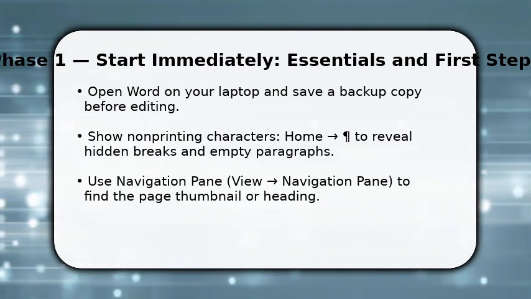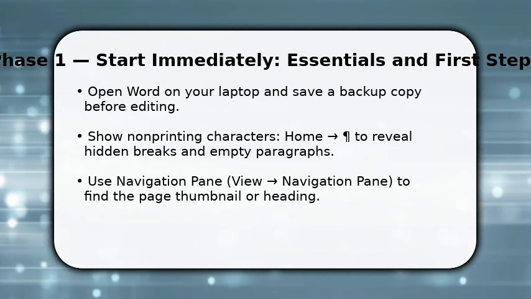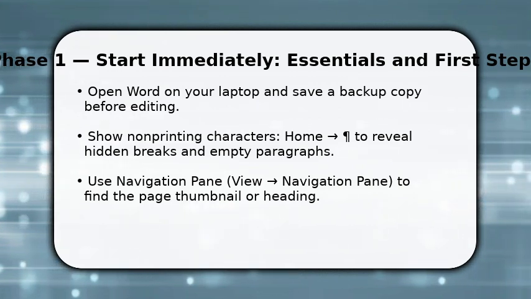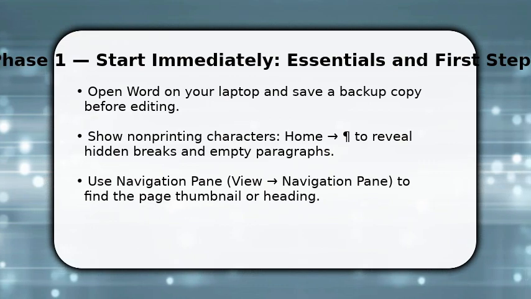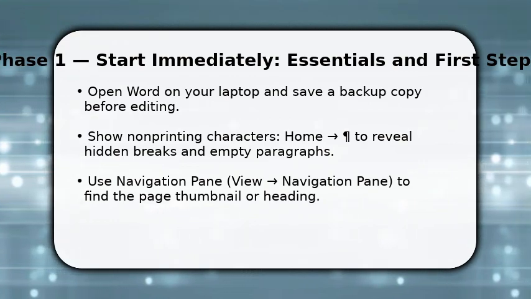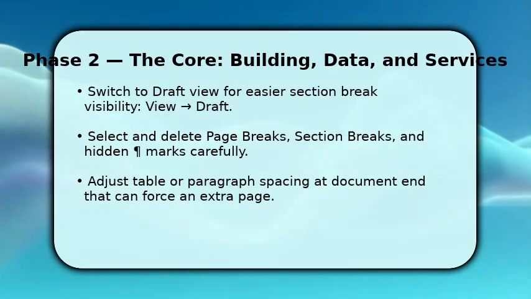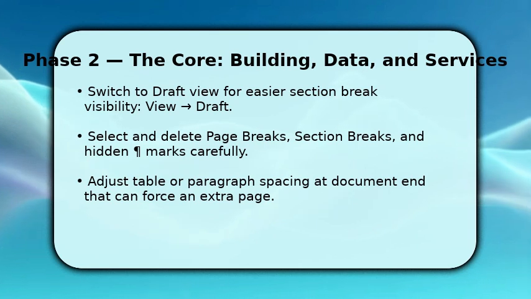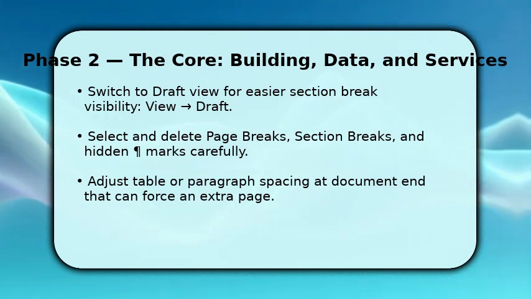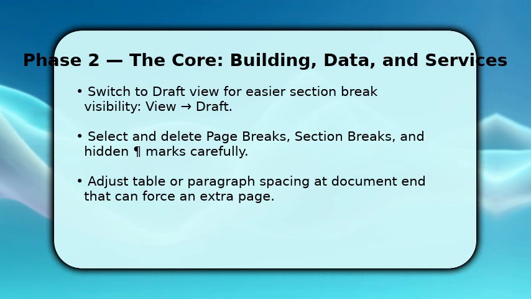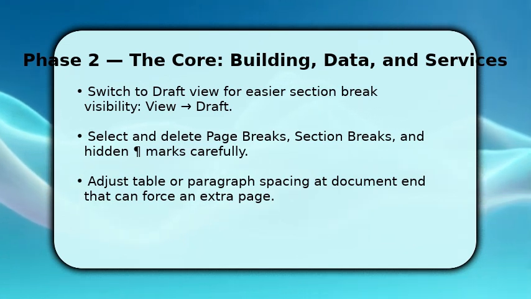Then, use Shift plus arrow or click drag to select the visible marks, and press Delete or Backspace to remove them. This removes ordinary blank pages. You now tackle complex causes like section breaks or tables that anchor an extra page. Switch to draft view so section breaks become selectable. Click just before the break and press Delete to remove it.